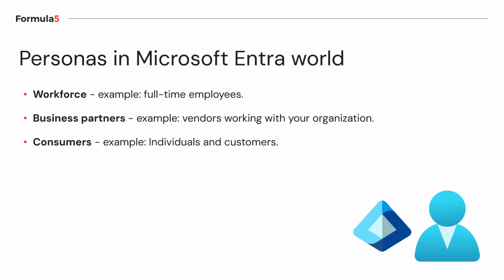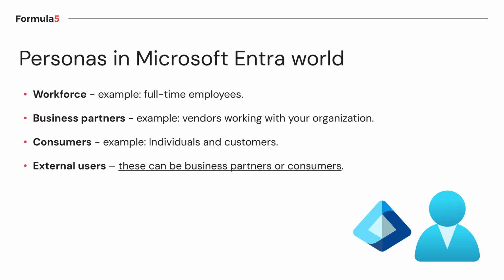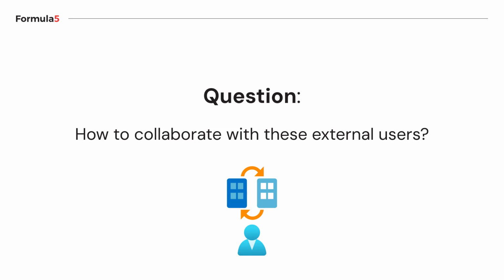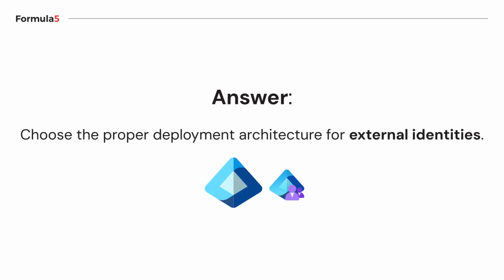Consumers or customers, example, individuals and customers, okay? So consumers, those will be probably like a customers that will be accessing external facing applications. And in general, external users. These can be business partners or consumers, okay? So typically we call them external users. And now the question is how to collaborate with these external users. And the answer is choose the proper deployment architecture for external identities. So now let's explain some of those deployment architecture possibilities.